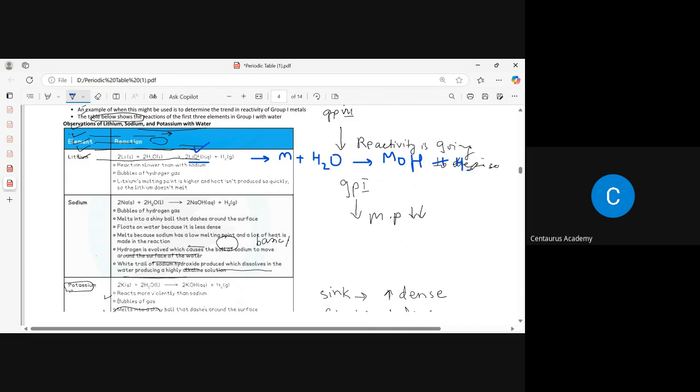Now, as you go down the group, hypothetically, you would think that the metals' reactivity is increasing, right? They're getting more and more reactive, which means that the hydrogen gas bubbles will be produced very quickly, or more bubbles of hydrogen gas will be observed.